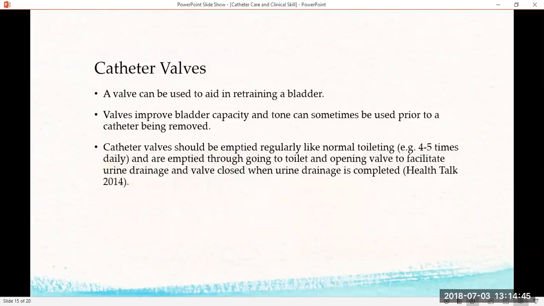normal toileting regime. The catheter valve should be emptied regularly, just like you would normally go to the toilet throughout the day, so about 4 or 5 times daily. And they are emptied through going to the toilet and opening the valve, and that allows the urine to drain, and then closing off that valve again when the urine drainage is complete.